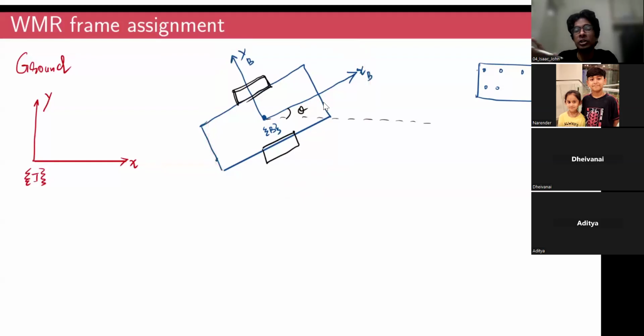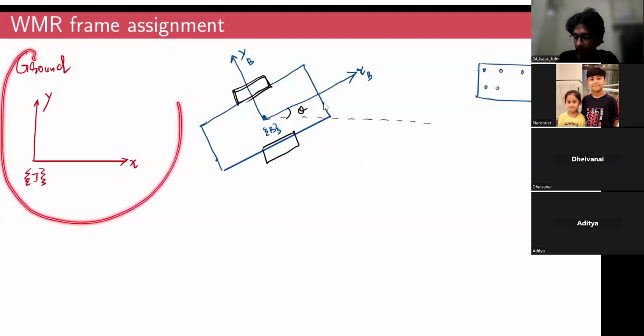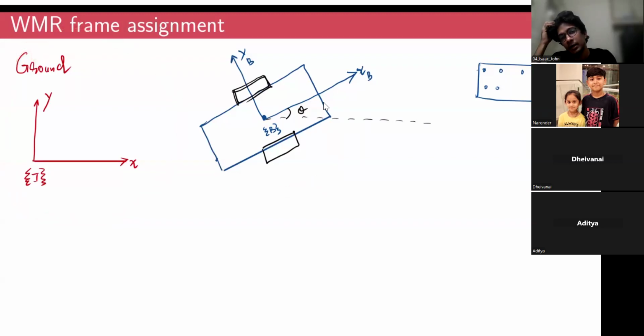But to observe the motion of a mobile robot, it's much easier to observe in the ground fixed frame, right? Like if you create a mobile robot, you deploy it on the ground, and you observe the mobile robot from the ground, right? You cannot be inside a mobile robot and make observations.